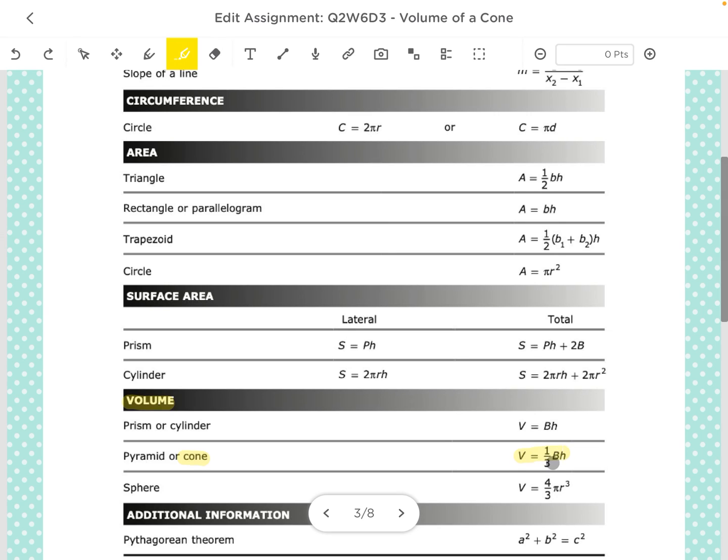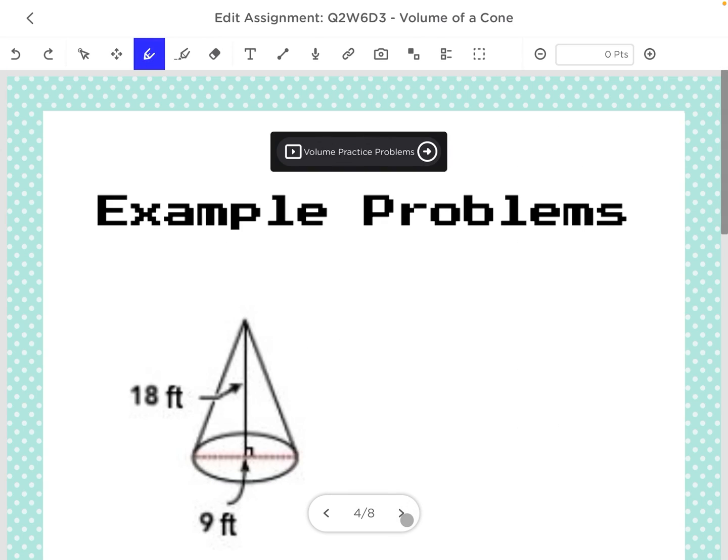V equals 1/3 area of the base, big B, times height. So we are going to write out that formula here: 1/3 area of the base times height. So again, remember that big B is the area of the base.